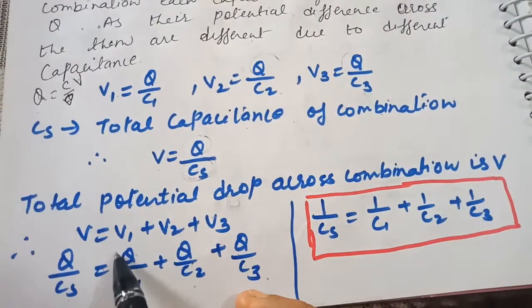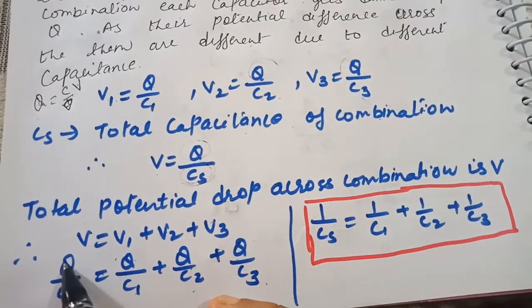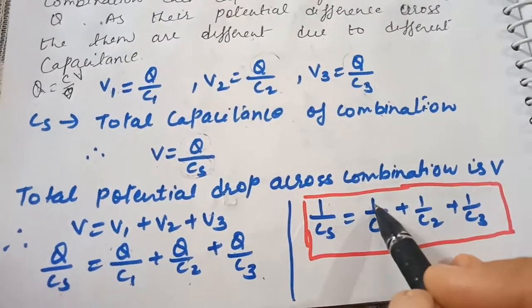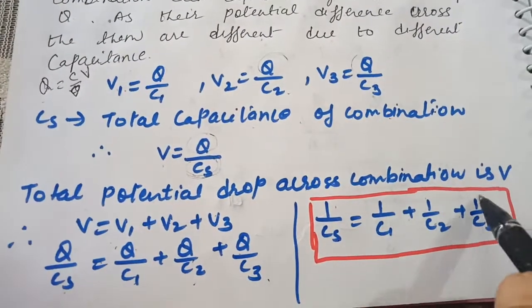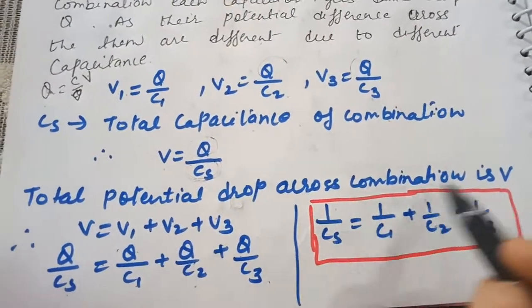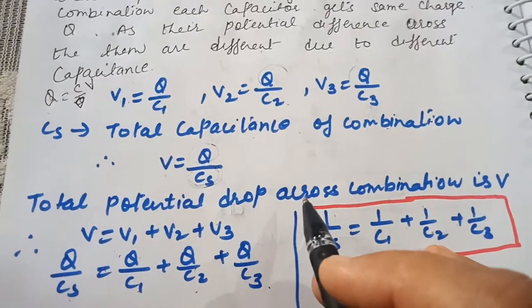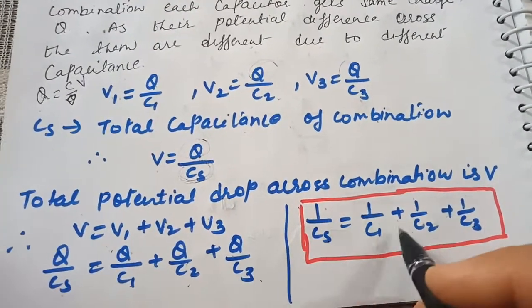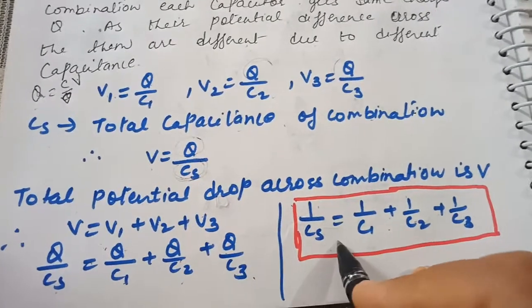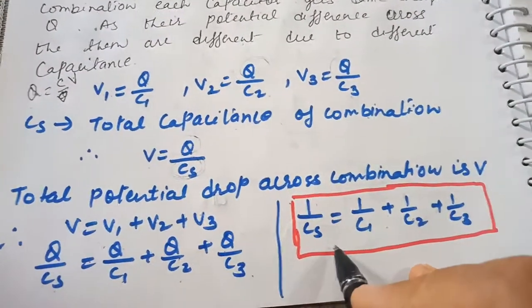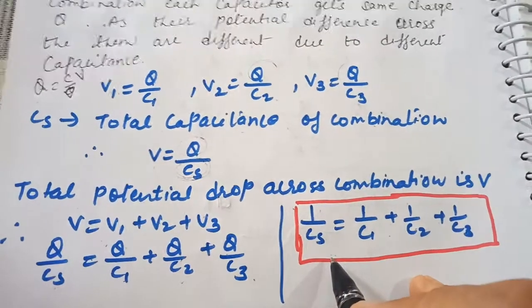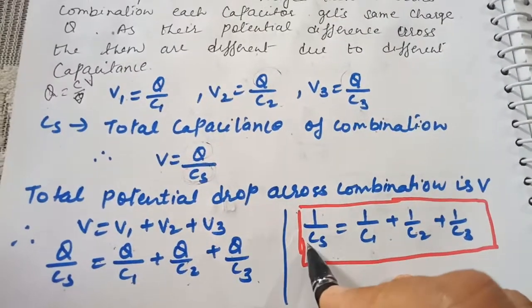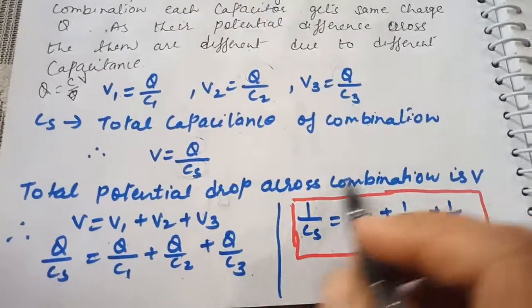Take Q common from here, then Q and Q will be cancelled out. So you will be getting 1 upon CS is equal to 1 upon C1 plus 1 upon C2 plus 1 upon C3. So this is the formula of the net capacitance of the series combination of capacitors. So you are observing it is just different from the resistance formula in series and parallel combination. In series here you are getting this kind of expression.